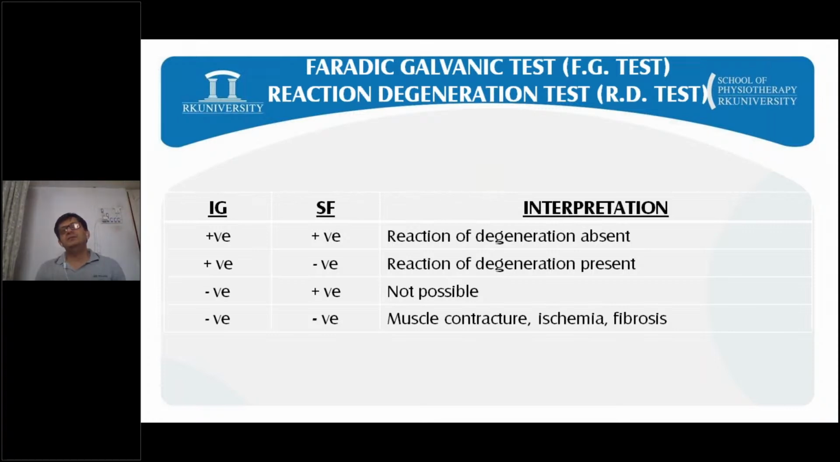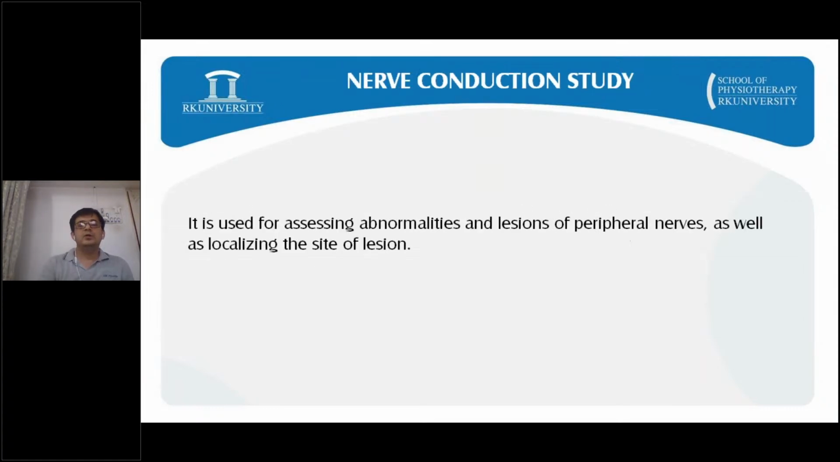So Ig negative will be present in case of muscle contracture, ischemia, or fibrosis. Clear? Because excitability of the muscle will be lost in case of contracture, ischemia, and fibrosis. Now, we were knowing that part, whatever we discussed till now, but this is something advanced, so we can understand. So first we will get an idea regarding nerve conduction study.